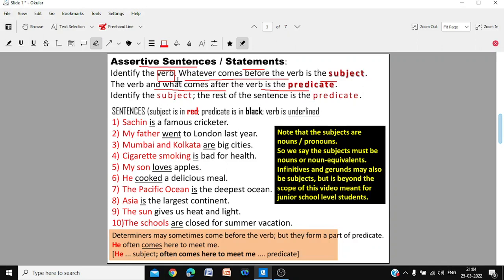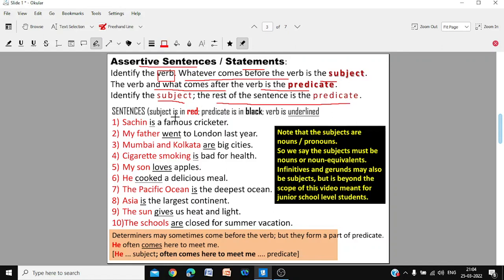Before the verb, the words belong to the subject group or subject column, and the verb itself and whatever comes after that will come in the predicate column, if you are dividing into subject and predicate column-wise. So first, you identify the verb. Whatever comes before the verb is a subject. Now identify the subject and the rest of the sentence is a predicate.